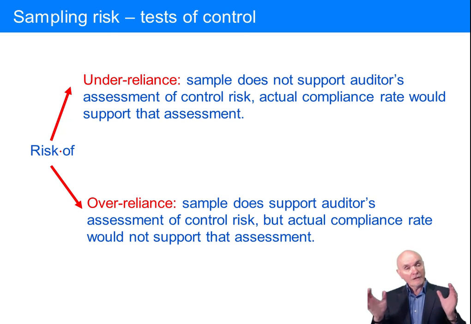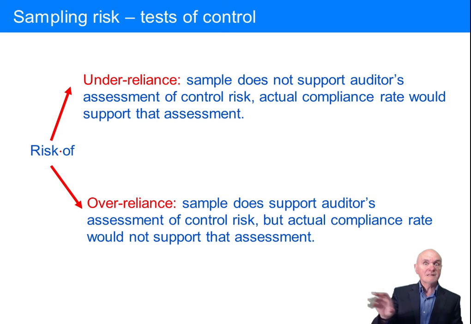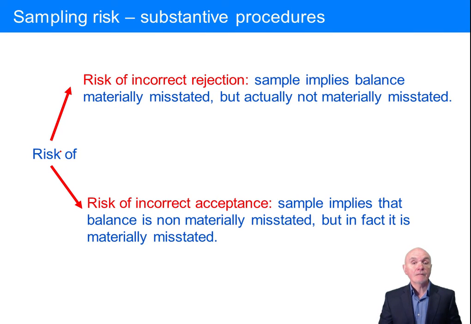Or we could look at our 20 invoices, all have been approved, but there's quite a substantial proportion in the population which haven't been approved, and we simply haven't detected those by sampling. So there can be under-reliance and over-reliance always in sampling, and these 2 types of errors are reduced by increasing your sample size.